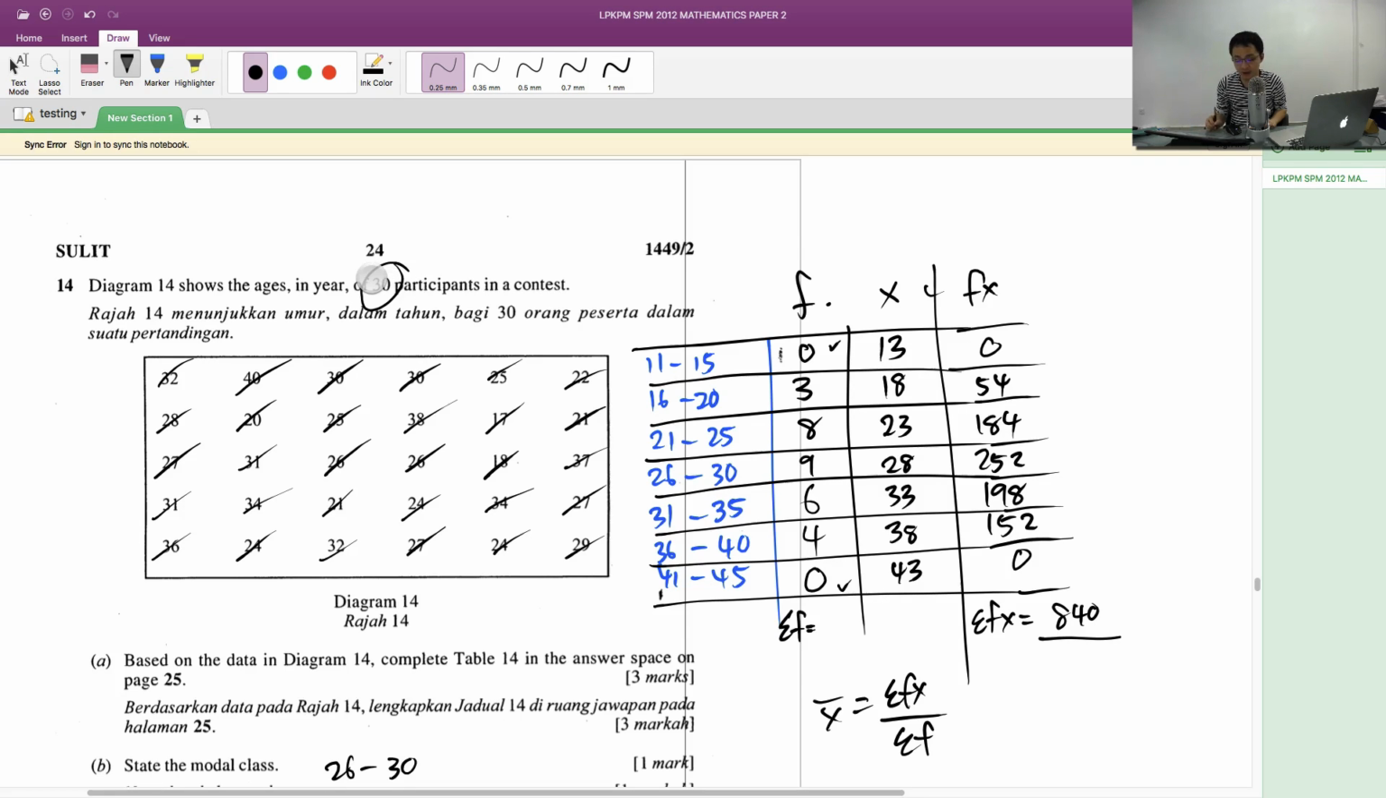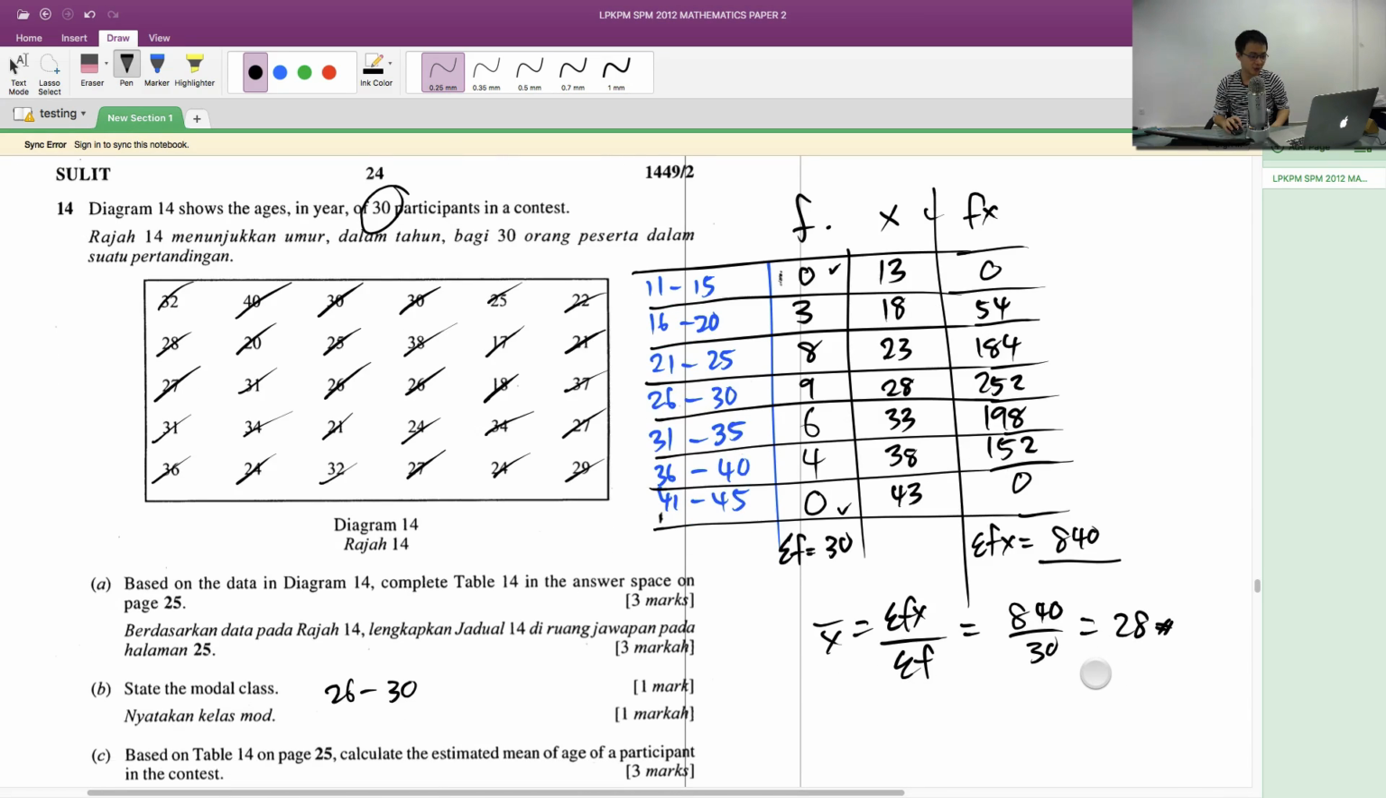Then sum of f is very good to check whether your answer is correct or not. Definitely I know it's 30. If your numbers added together are not 30, something is wrong. 3 plus 8 plus 9 plus 6 plus 4. Yeah, it's 30. Then you can easily get your mean is 840 divided by 30. So your mean should be 28. Should be okay, right?